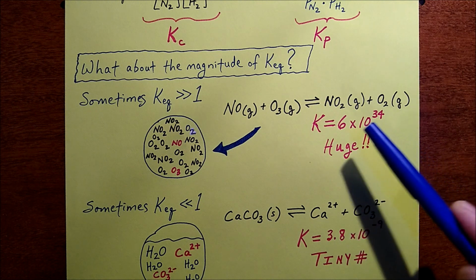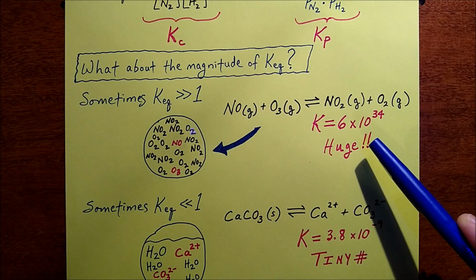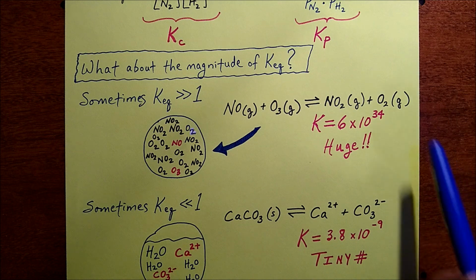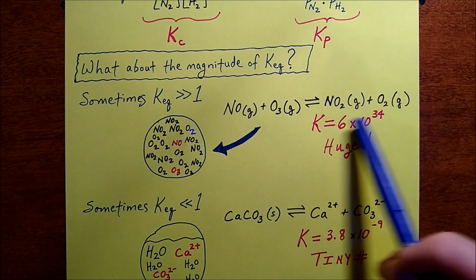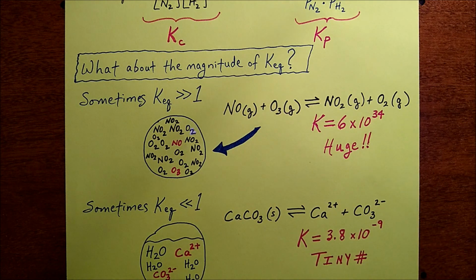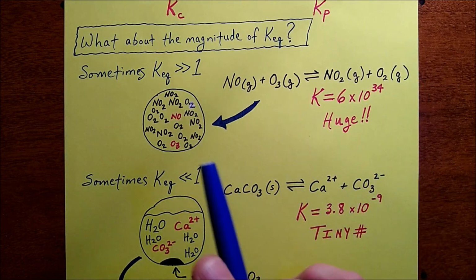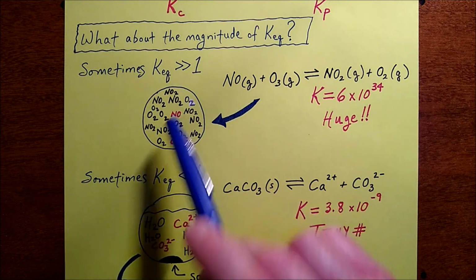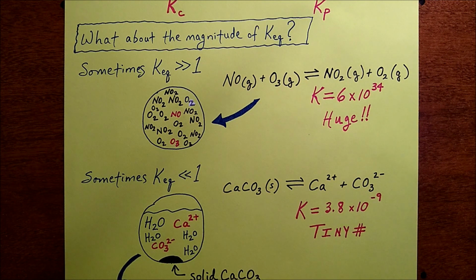But you can see when we measure K at a certain temperature, it's a huge number, 6 with 34 zeros. What does that mean? It means that at equilibrium you have essentially 100% products and almost none of these reactants. So I represented that visually with this picture over here. You'd have very few of the reactant molecules, and you'd have a very large number of the product molecules.